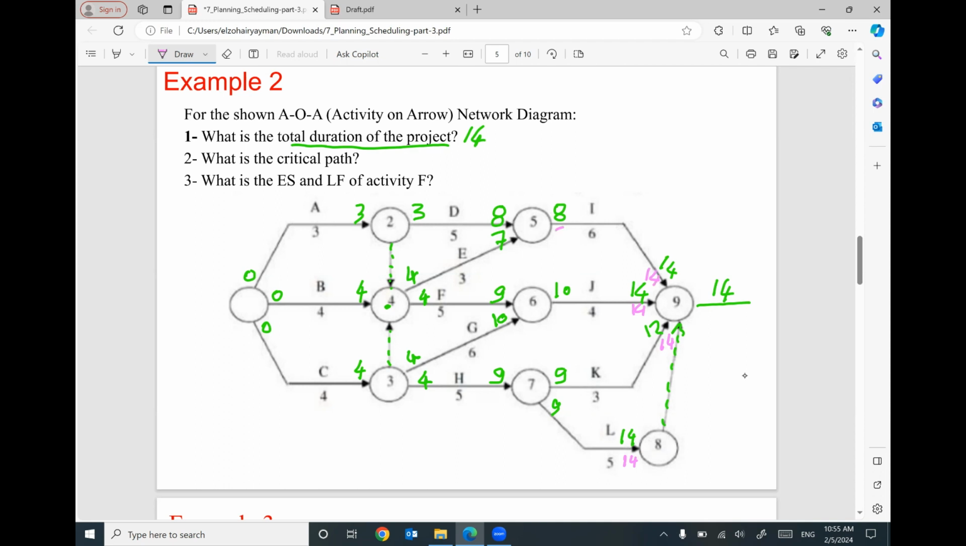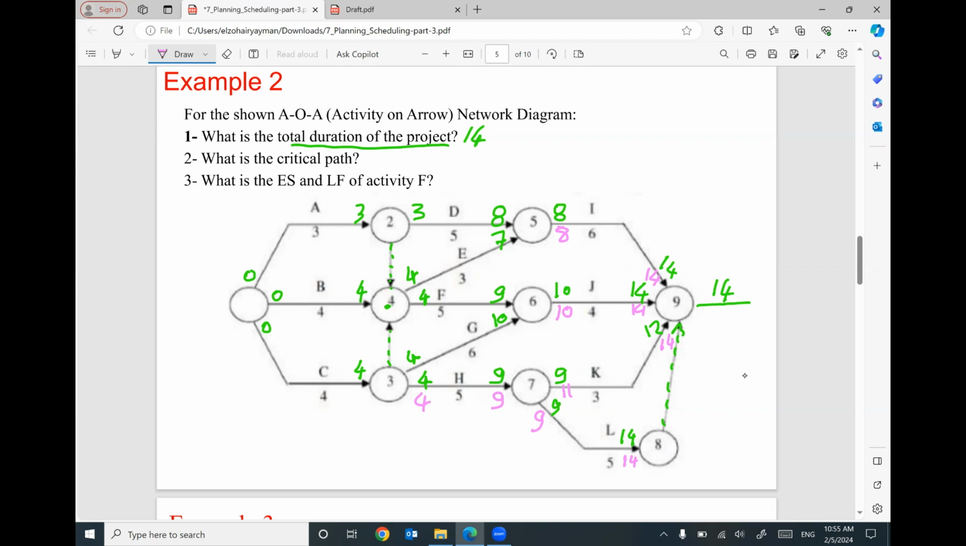14 minus 6 will be 8. 14 minus 4 will be 10. 14 minus 3 will be 11. 14 minus 5 will be 9. We are good. So we have 11 and 9. I'm going to use 9, the smallest number, for activity H. 9 minus 5 equals 4.